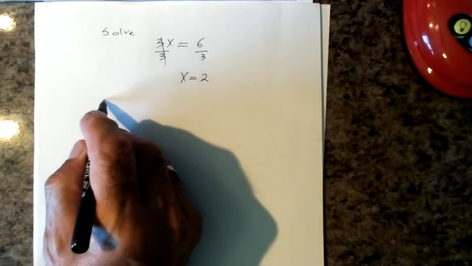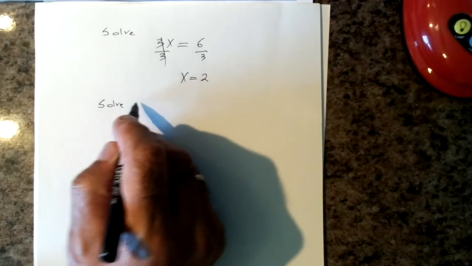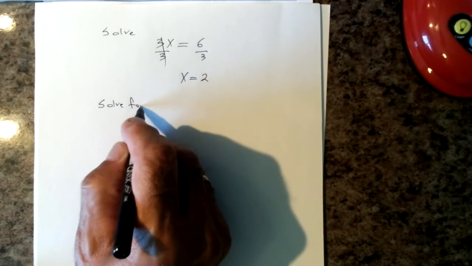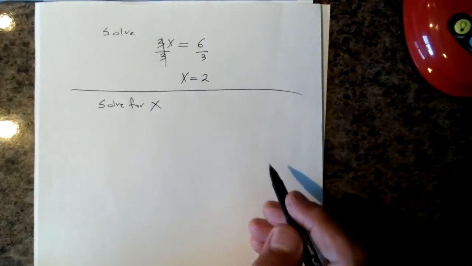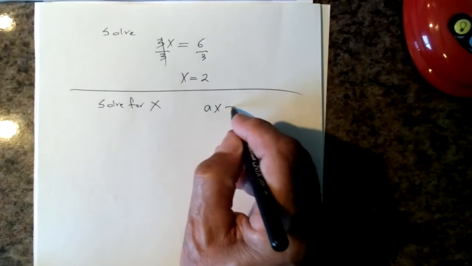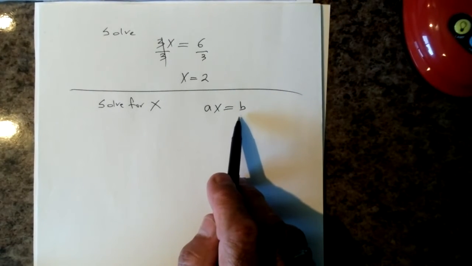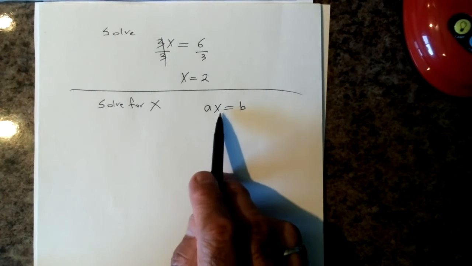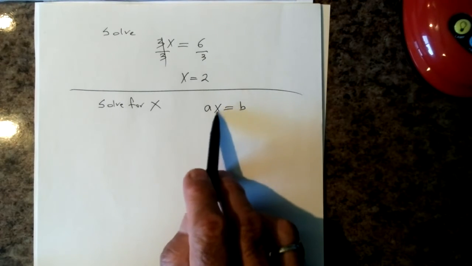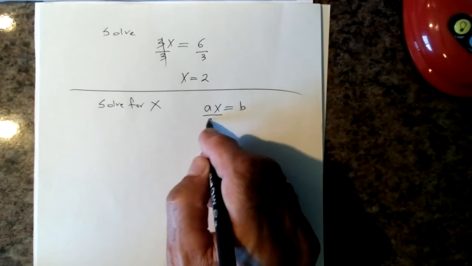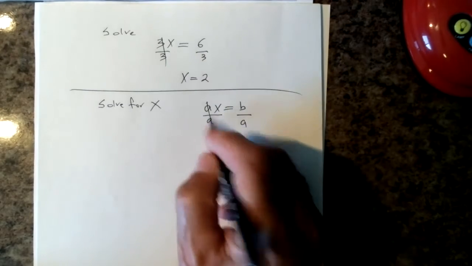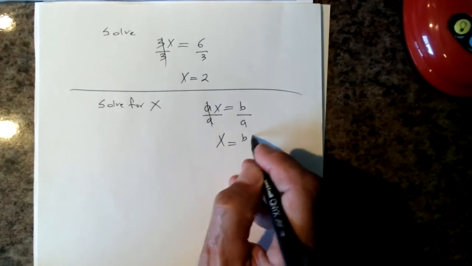What if you have equations like this? Solve for x, and you have ax equal to b. So instead of numbers, you have letters. It makes no difference. You still need to have x by itself. So I divide both sides by a. So x is b over a.